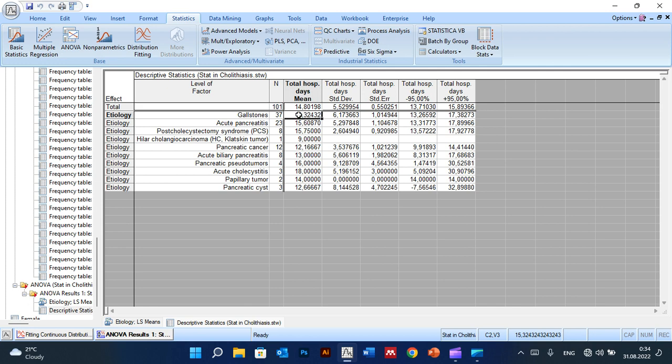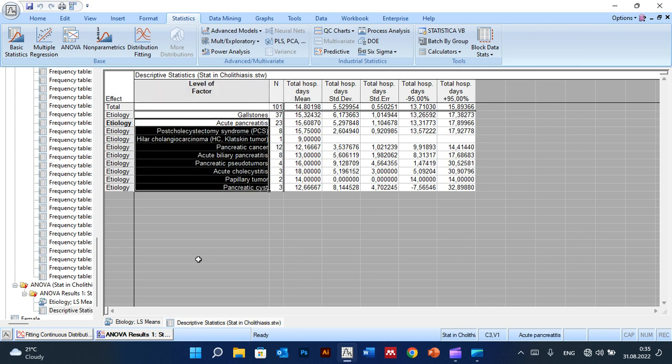So you can say that the mean total hospitalization days of patients with gallstones is 15.32 days, with the standard error, the mean with the standard error, and you will get interesting results. And so on for the other data, you can do the same.